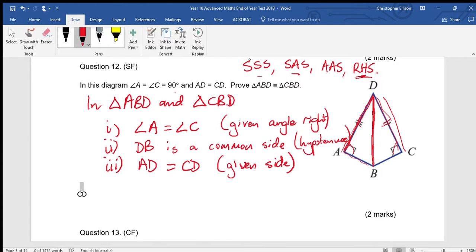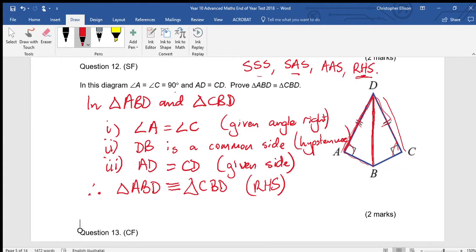The last part of a proof is writing the congruent statement. We say therefore triangle ABD is congruent to triangle CBD, and we write RHS. Okay. Now, it's usually a half mark for each of those and a half mark for the congruent statement if it's out of 2 marks.